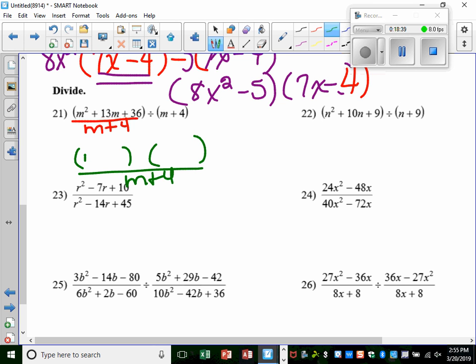I know I'm going to have m times m for the m squared. Now, what times what can give me 36? It adds up to 13. Think about it. 9 and 4, very good. Plus 9, plus 4. All right, so I can see that these will cancel out, and your answer is just m plus 9. So that's the basis of it. Factor, cross out common factors, but you got to get everything in its simplest form first.